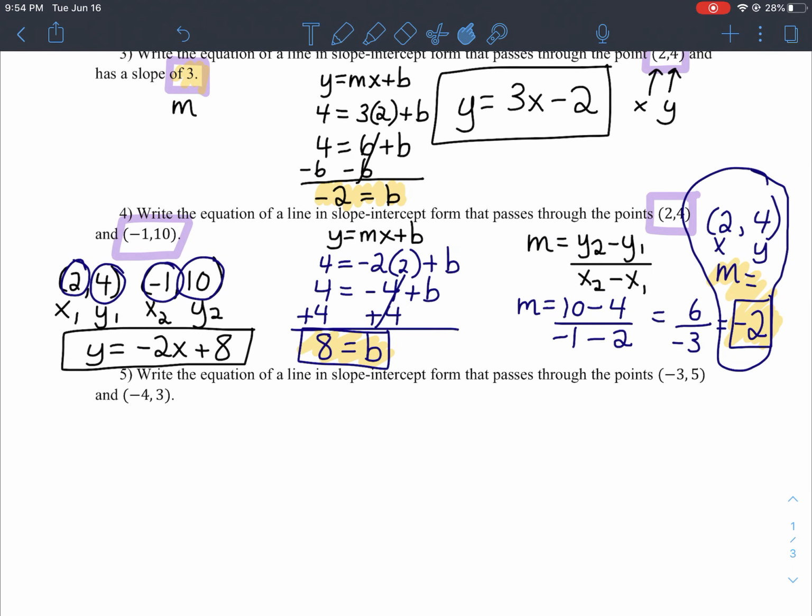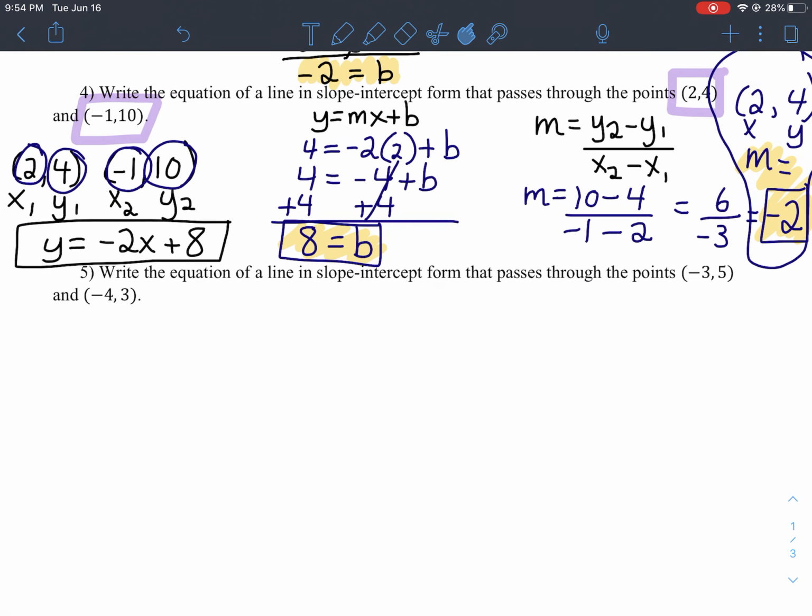And if you would like to give number 5 a shot, it's just like number 4. So in number 5, we're again writing the equation of the line in slope-intercept form, and it's passing through the points -3, 5, and -4, 3. So just like in number 4, we're not given our slope, we're not given a y-intercept. All we're given is 2 points, so the first thing we have to do is find the slope.